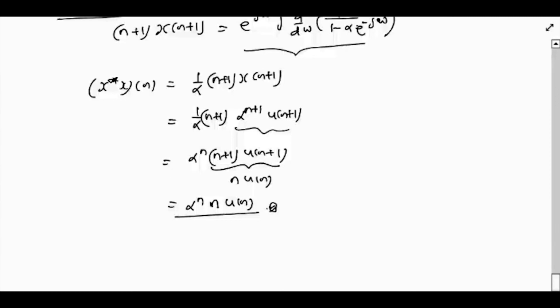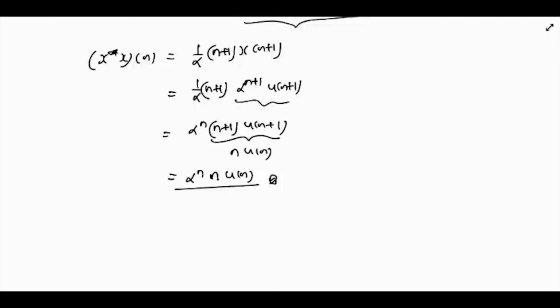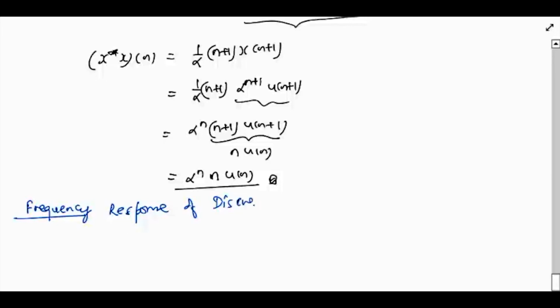So this was all about the properties of discrete time Fourier transform. Now we will see how we can use this convolution property to compute the frequency response of a discrete time LTI system. Okay, so this is yet another application of the discrete time Fourier transform, and this is in computing the frequency response of a discrete time LTI system.